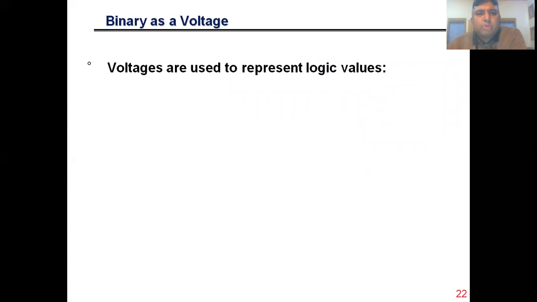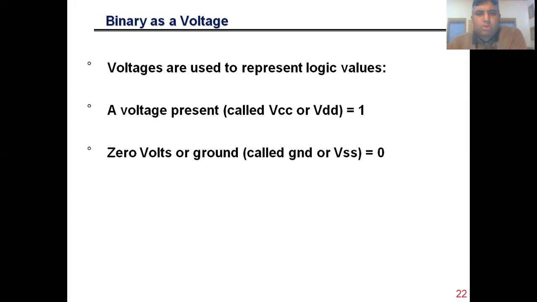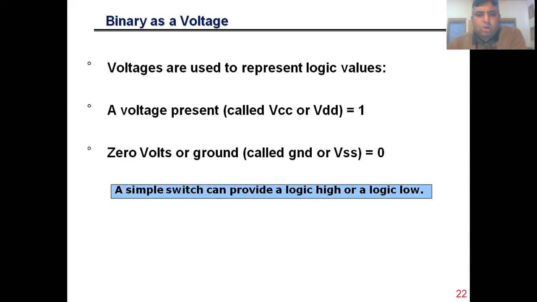Finally, voltages are used to represent logic values. We already told you that a voltage called VCC or VDD is equal to 1. If a voltage is present and you connect the switch to that voltage, it will be logic 1. 0 volts or ground will be logic 0. A simple switch can provide you logic high or logic low.